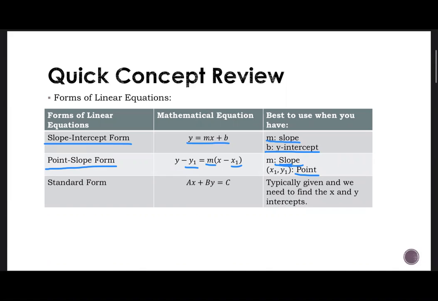Then on the Keystone Algebra 1 exam, if you are given something in point-slope form and it is a constructed response, we will need to solve for y and simplify and put it into slope-intercept form. So there is a way that we can simplify this down to slope-intercept form.